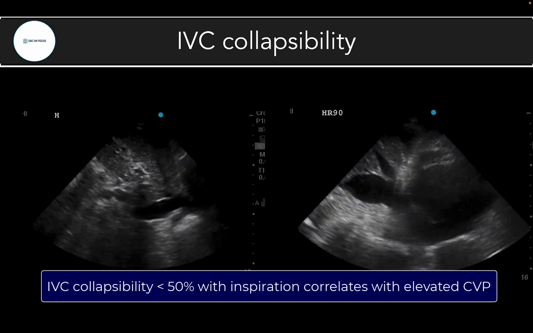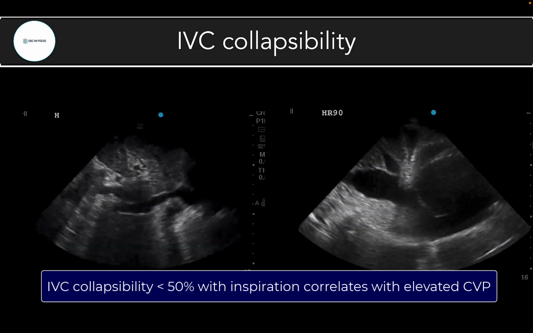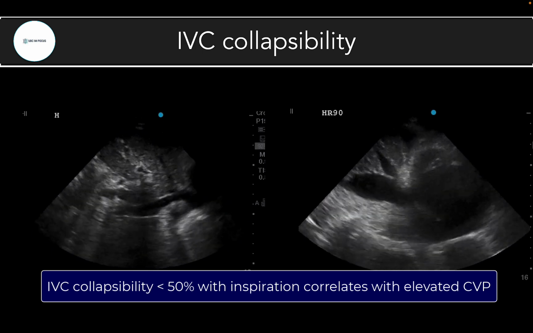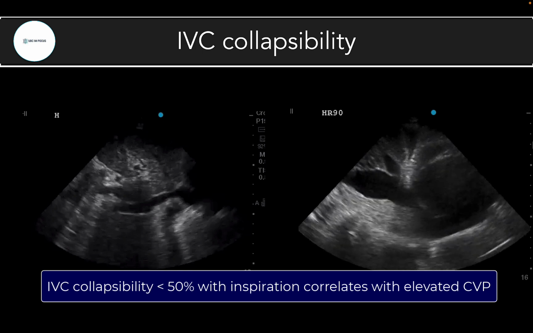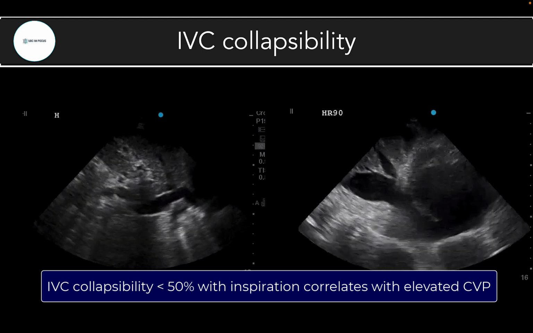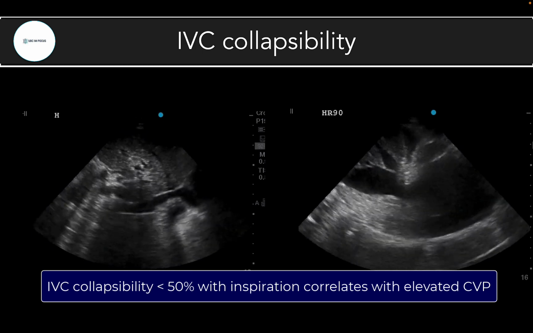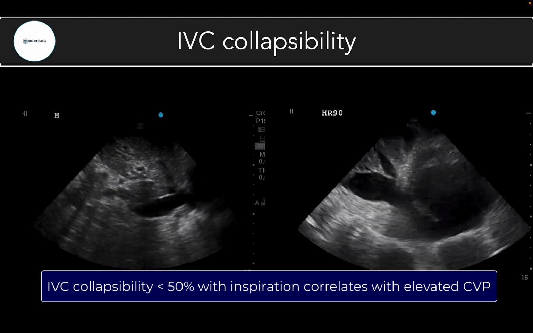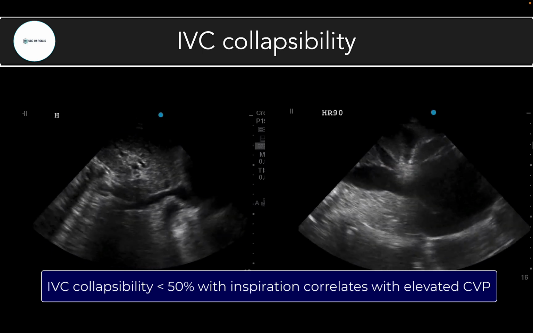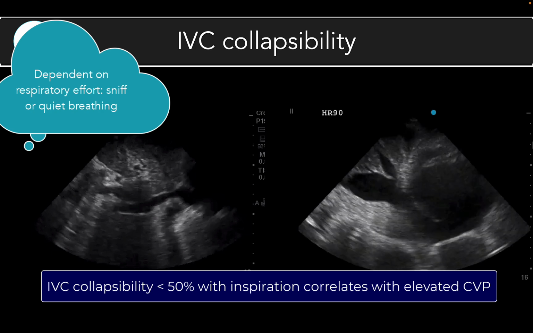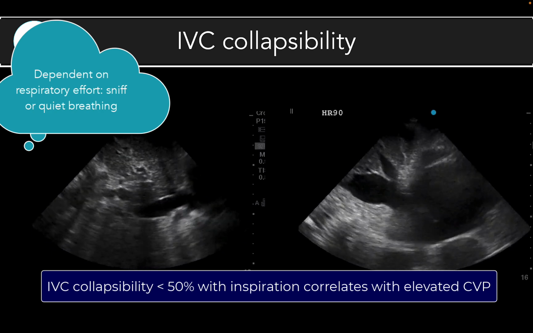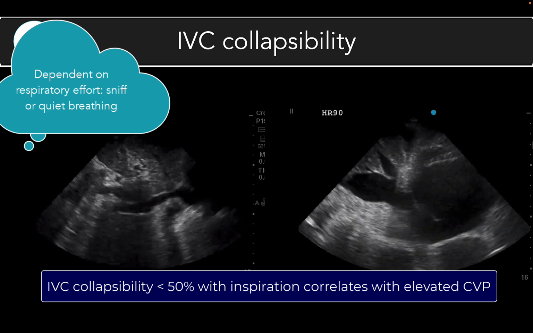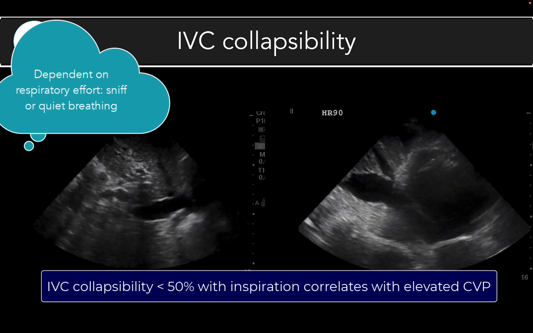This parameter is most useful at extremes, which is part of why I prefer to eyeball this rather than measure it. Because 45% collapse versus 55% collapse shouldn't make a meaningful clinical difference to you, and you can easily eyeball whether an IVC is collapsing 10% versus 90%, for example, with respiration. Now note here that there is a big caveat with regards to respiratory effort, and we'll talk more about this shortly.